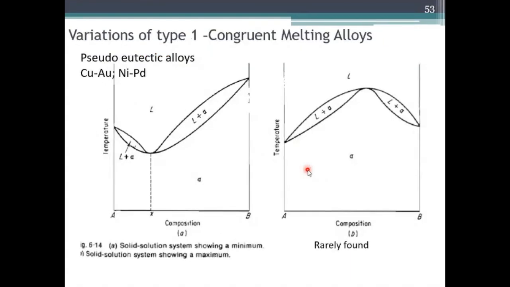There are also these types of pseudo eutectic alloys. Now, if you go on increasing the composition, at one point it will become zero, then it will go on increasing. Similarly here. But these kinds of structures are very rarely found: the solid solution which shows a minimum, and the solid solution which shows a maximum.